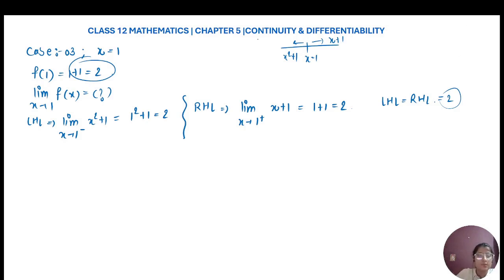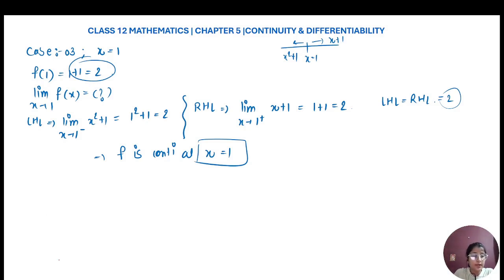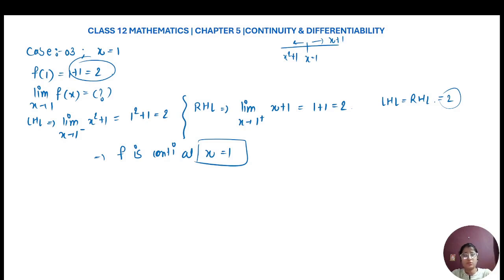So from here we conclude that our function f is continuous at x equals 1. As you can see, in all three cases the function is continuous at every point of the real numbers. What we have to find is where the function is discontinuous, and from case 1 it is continuous for every x greater than 1, in case 2 it is continuous for every x less than 1, and we have also found that it is continuous at x equals 1.